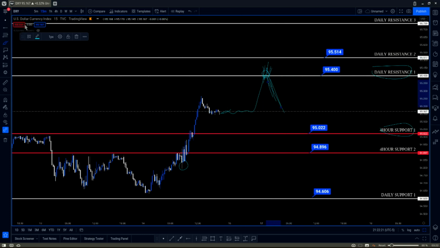Now mind you, the dollar index, we do not trade it. It's just a benchmark for our analysis. So basically, if the dollar is going up, the foreign currencies should go down, and vice versa. That's basically the logic behind this, right?